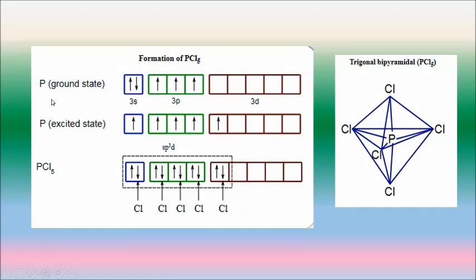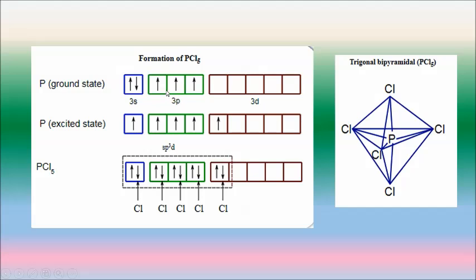Phosphorus atomic number is 15. So we'll write the configuration 1s2, 2s2, 2p6, 3s2, 3p3. The ground state outer configuration will be 3s2, 3p3. Now with this we can understand that here 3 unpaired electrons are there, right? And how many chlorine atoms do we have here? We have 5 chlorine atoms.